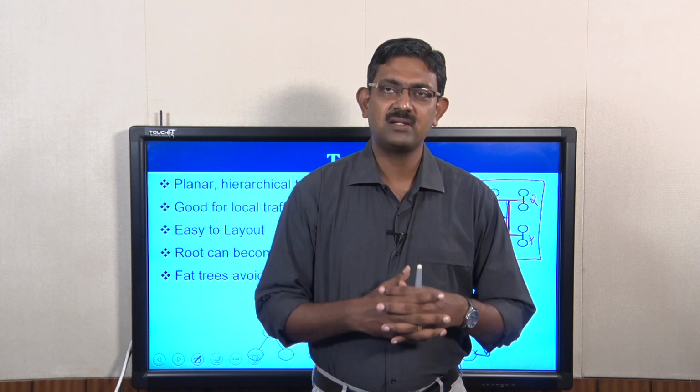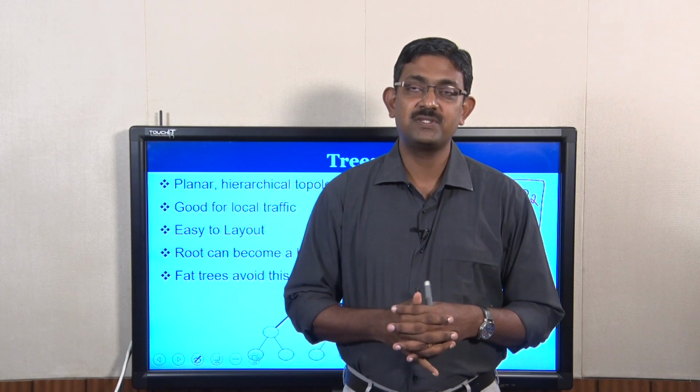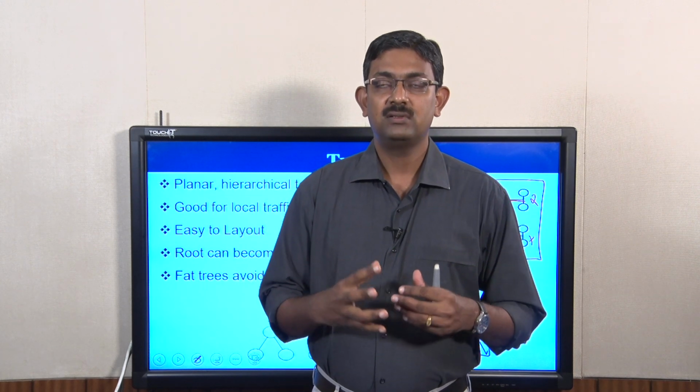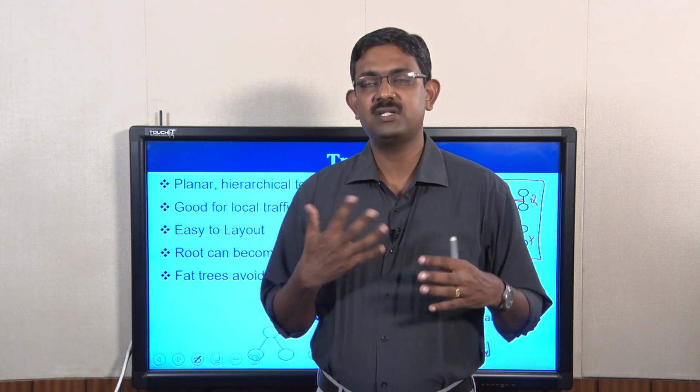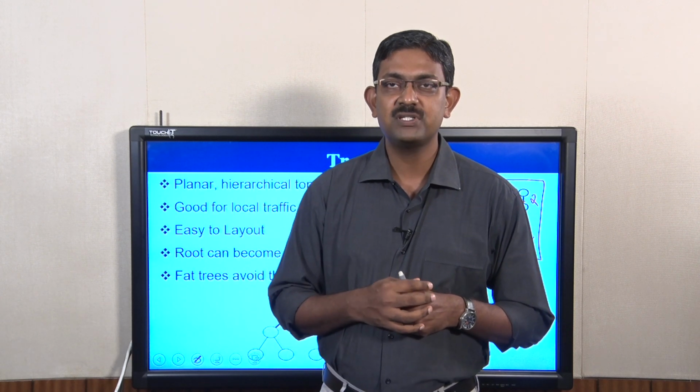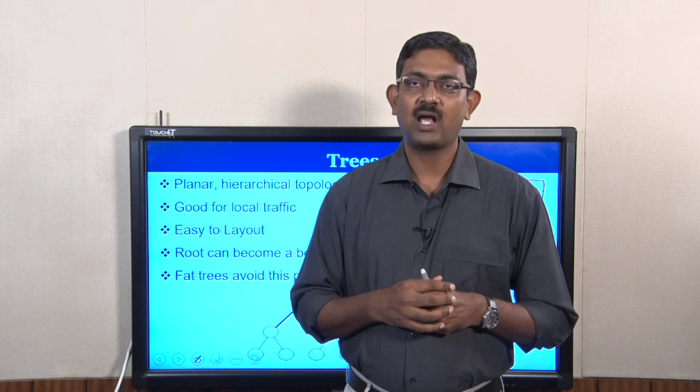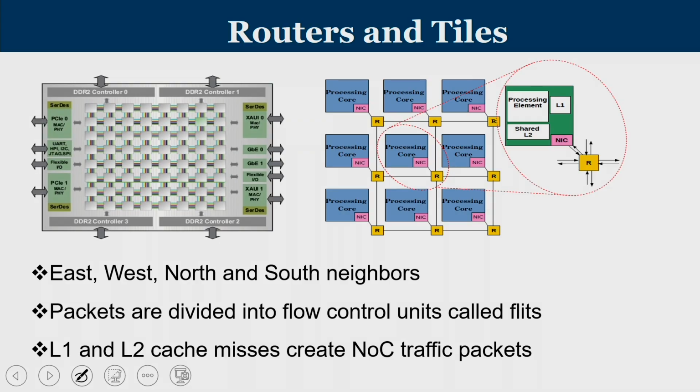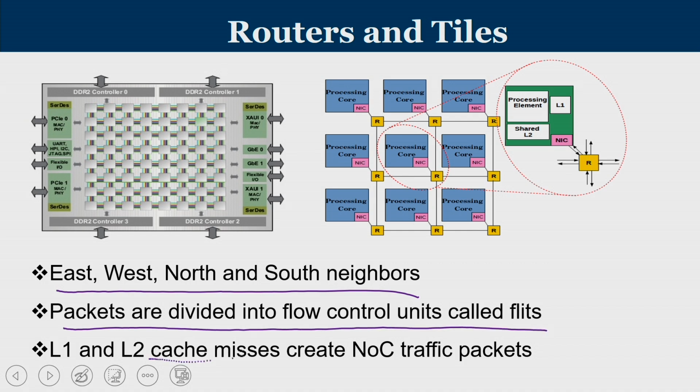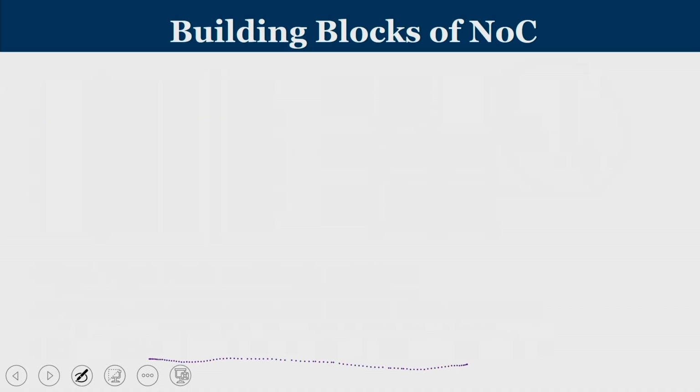Based upon the application, if it is an application specific integrated circuit, we can have an application specific topology, or if it is general purpose, generally the mesh topology is used, and that is the most popular type of topology. So we have seen that routers and tiles are the basic building blocks of a modern multi-core communication infrastructure system, and each router has east, west, north and south neighbors, and packets are divided into flow control units called flits, and L1, L2 cache misses create NoC traffic.